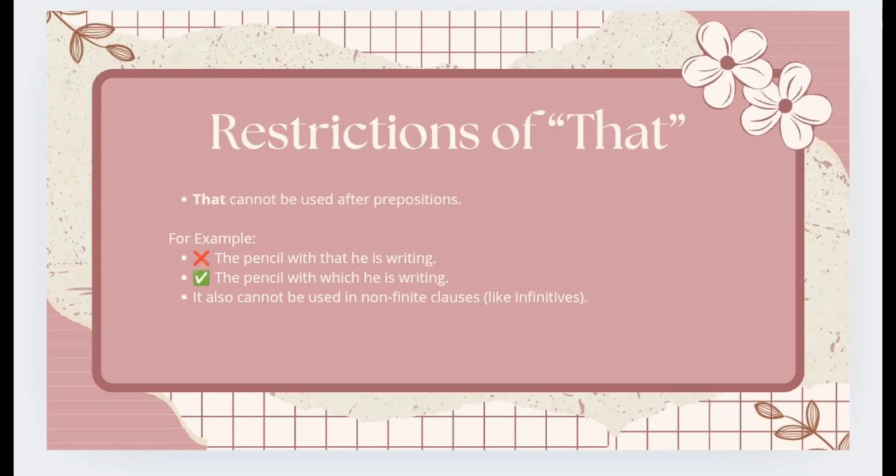Even though that is flexible, it has some limitations. We cannot use that after a preposition. For example, the pencil with that he is writing is ungrammatical, right? Instead we must say the pencil with which he is writing. Also, that only appears in finite clauses, meaning clauses that have a full verb form and tense. So we cannot say a pencil with that to write or something similar. These small details help us see how syntax rules shape the way English sentences are formed.